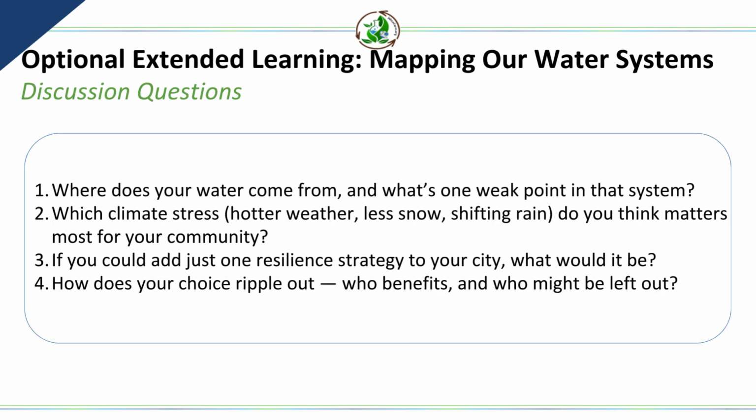To wrap up, let's have a class discussion. First, think about where your water comes from and identify one weak point in that system. Next, consider which climate stress matters most for your community: hotter weather, less snow, or shifting rainfall. Then, if you could add just one resilience strategy to your city, what would it be?